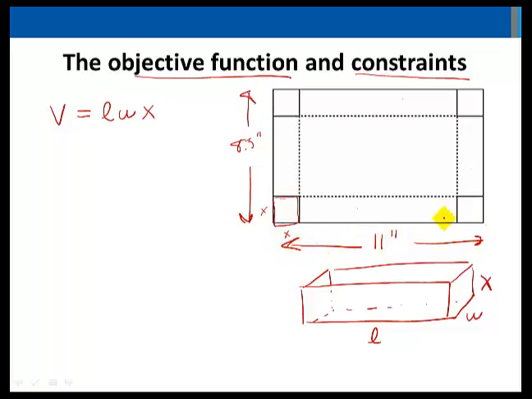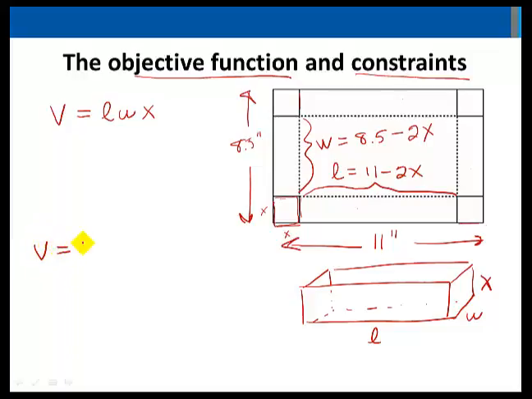When I fold up the corners to create my box, the length of my box is going to be 11 inches minus 2x, and the width will be 8.5 inches minus 2x. These are my constraints for width and length. If I plug those constraints into the volume function, I will have volume is equal to the length, 11 minus 2x, times the width, 8.5 minus 2x, times x.